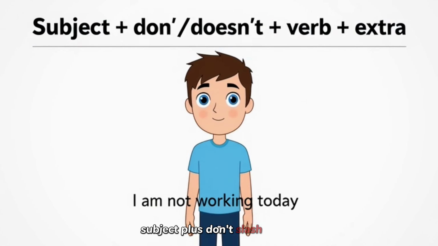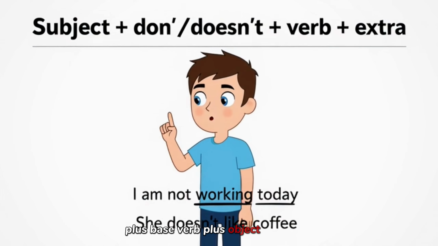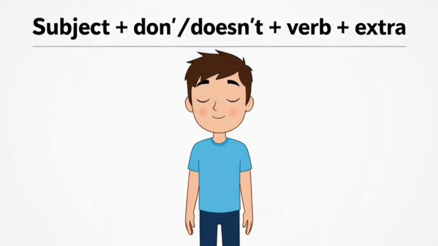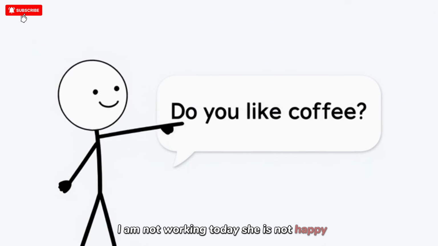3.2 Negatives. To make a negative sentence in the present simple, we usually use don't or doesn't. I don't like spicy food. He doesn't play video games. They don't eat meat. Pattern: subject plus don't or doesn't plus base verb plus object or extra. Examples with our formula. I don't drink coffee at night. She doesn't watch TV on weekdays. In continuous or with be, put not after be. I am not working today. She is not happy. They are not at home.